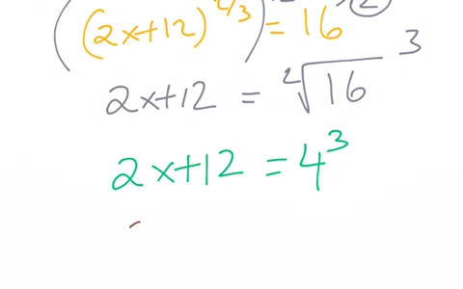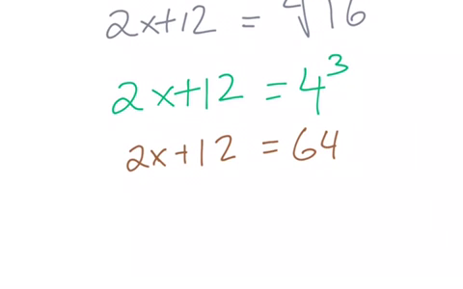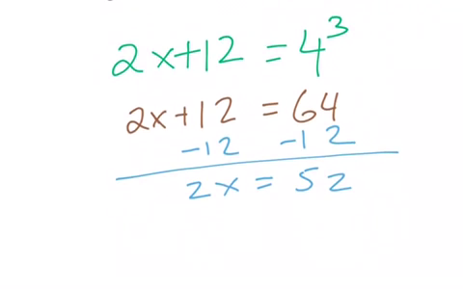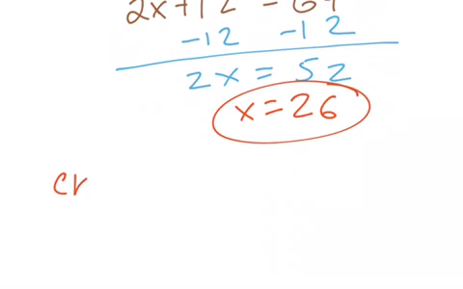And so 2x plus 12 equals 64. And we're going to solve this. So we're going to get x by itself. So subtract 12. And divide by 2. X is 26.